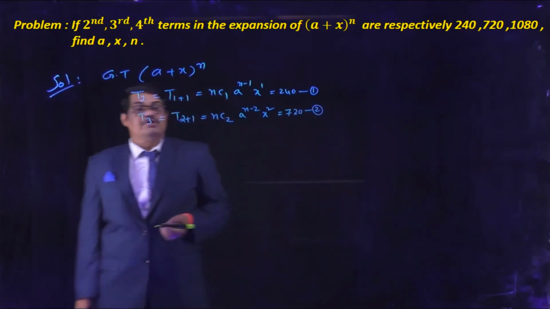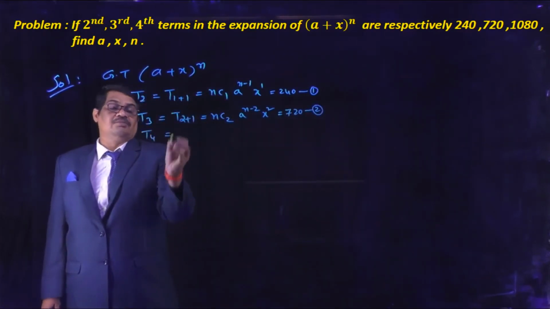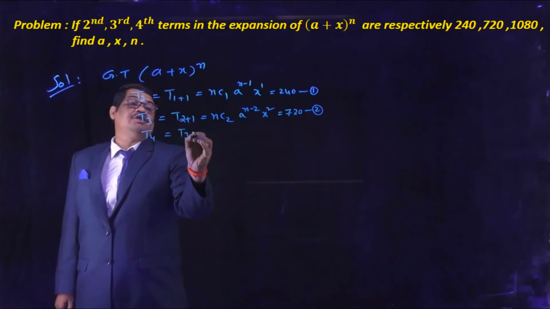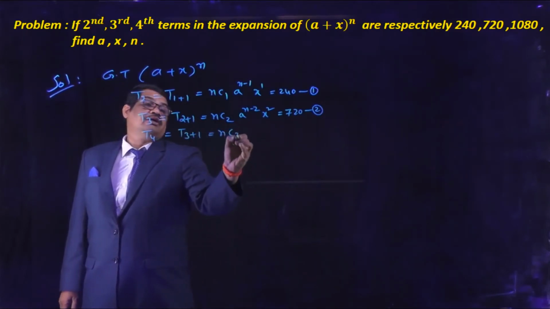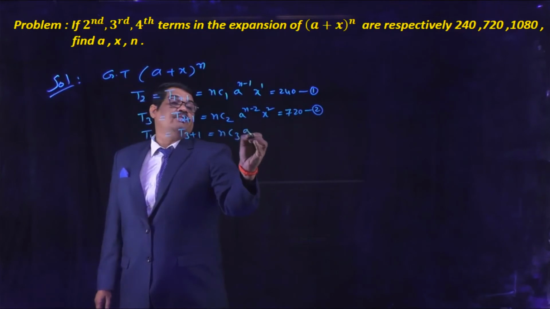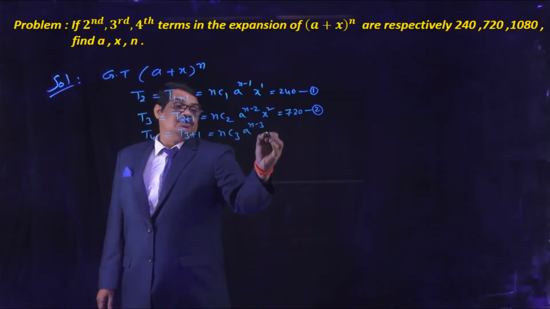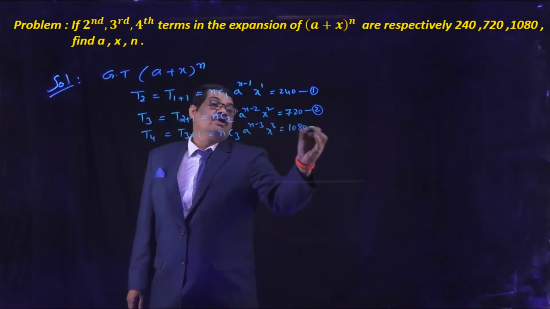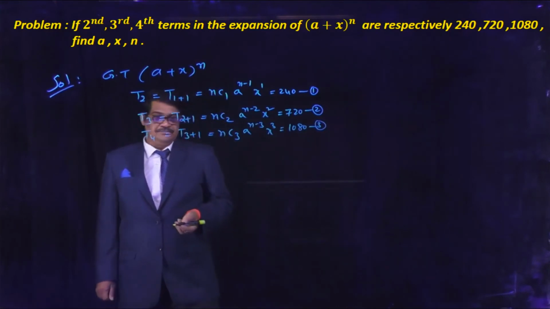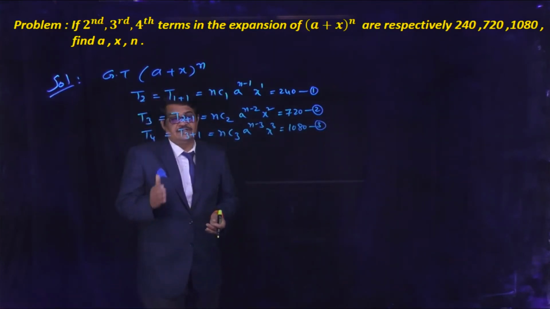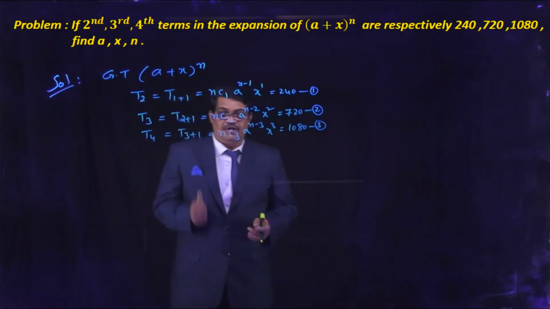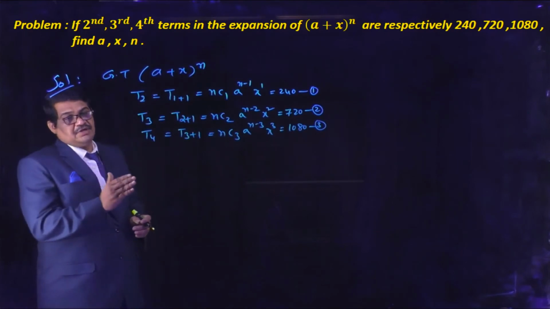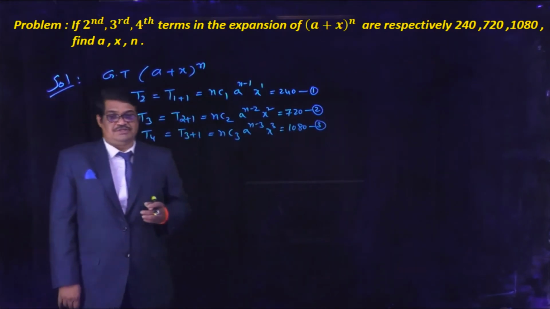That is equation 2. And the fourth term t4 can be written as t(3+1). Here r is 3: nC3 into a to the power of n-3 into x to the power of 3. That value is 1080, that is equation 3. These are given. We have to find the values of a, x and n using these relations.